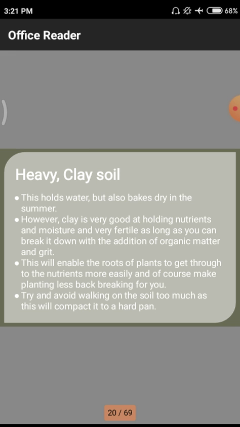First of all, it holds a huge amount of water in rainy seasons and automatically dries in the summer season. That is the major point. And the second one is that these particular soils have a huge amount of nutrients, so those kinds of soils are useful for vegetative growing.